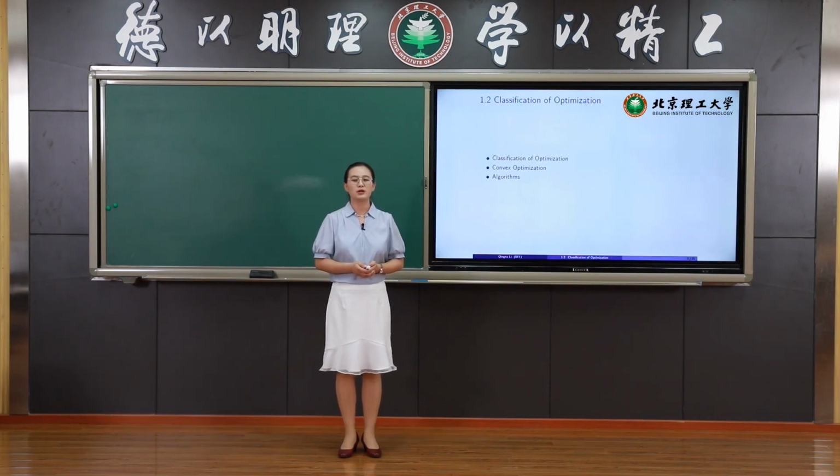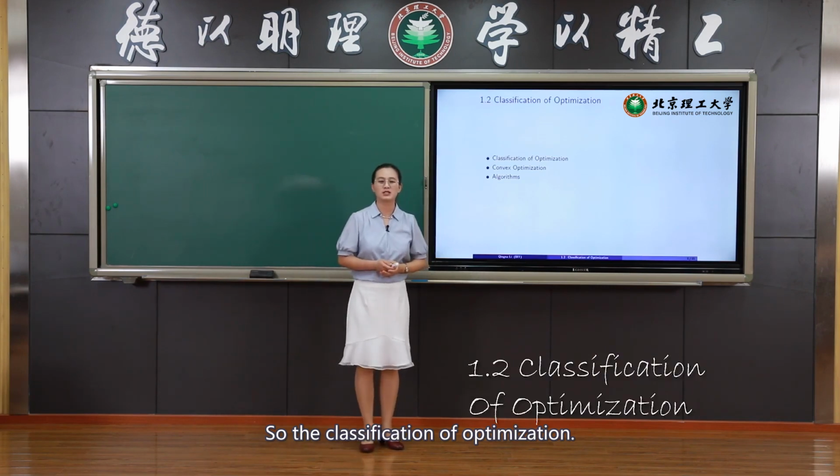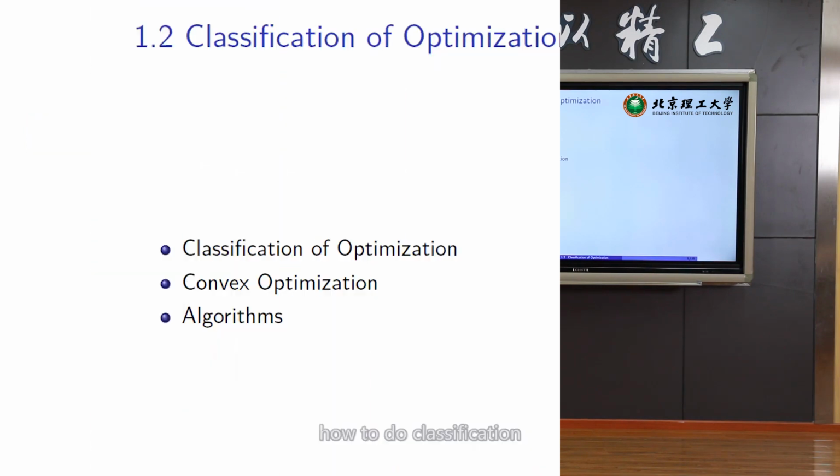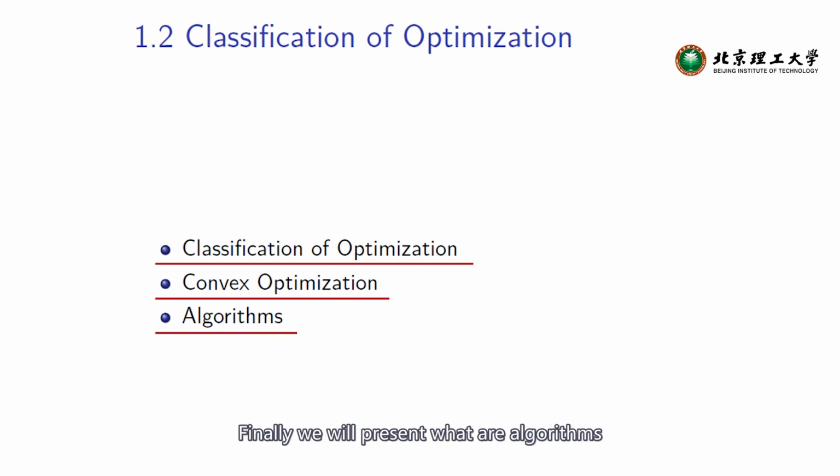In this class, we will talk about the second part of chapter 1, the classification of optimization. In this part, we will mainly talk about how to do classification for optimization problems, and then pay attention to convex optimization. Finally, we will present what algorithms are.